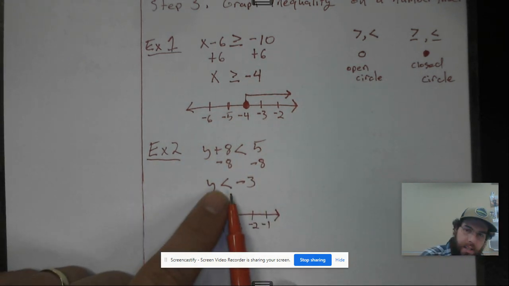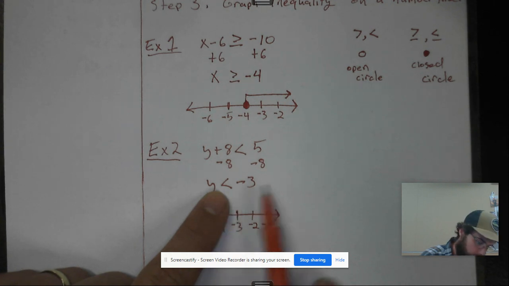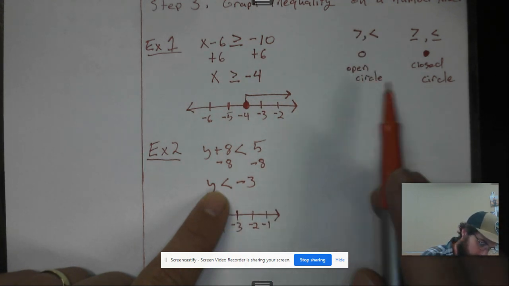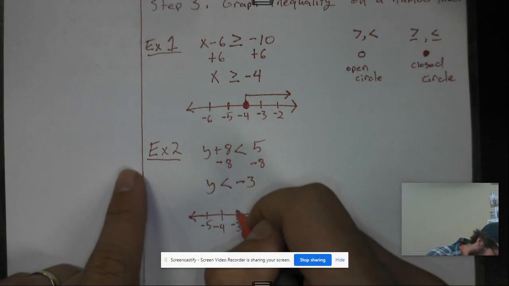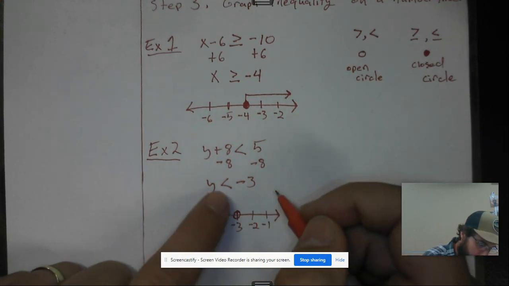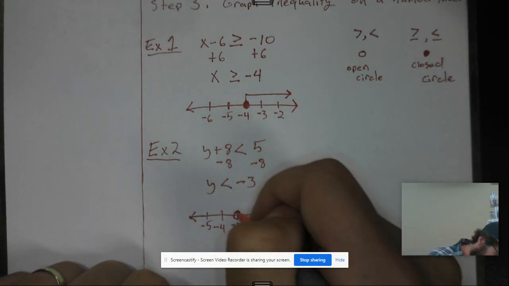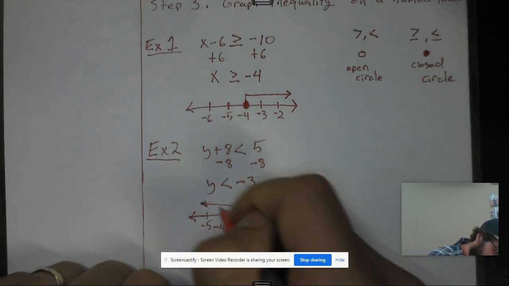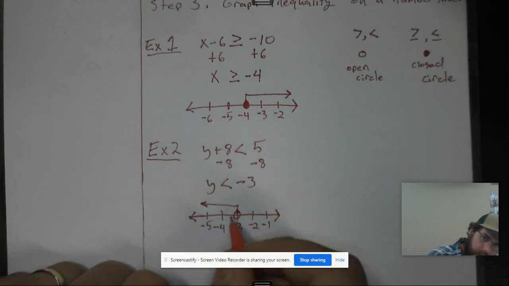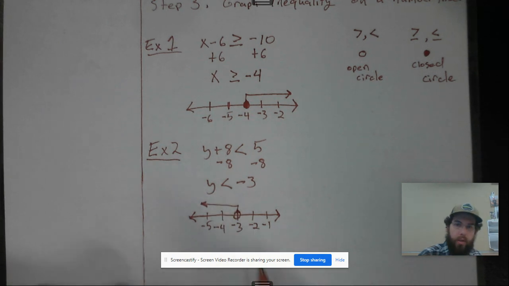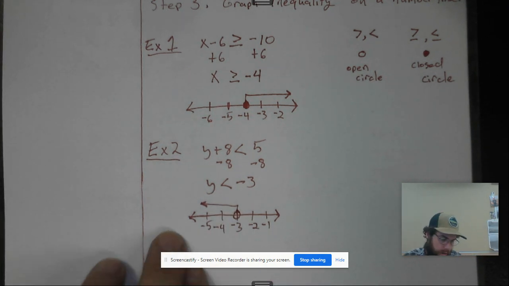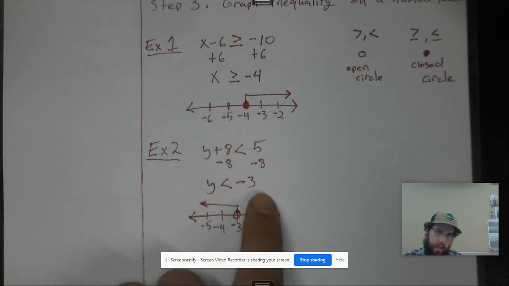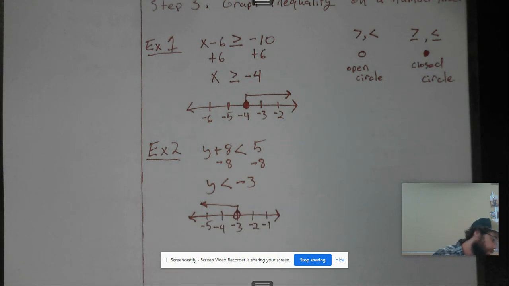Here is strictly less than. It's not or equal to, so I will be putting an open circle on -3. And the numbers that are less than -3 are to the left. So I will make my arrow go this way. All of this down here would make this inequality true. If I plugged in anything this way, it would be less than -3, and that would be true.